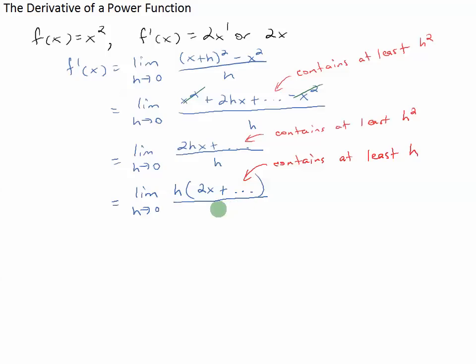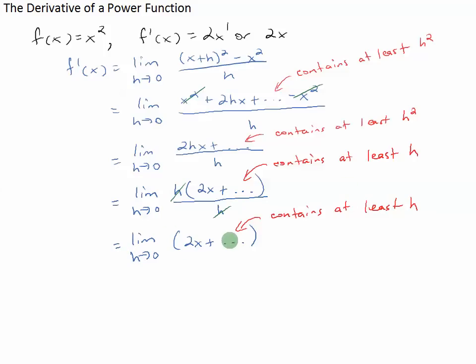Alright, maybe you're catching on. This is all over h. I cancel my h's, and I'm going to keep writing it here. I've got the limit as h goes to 0 of 2x plus dot dot dot. Now why is this so nice? Everything here, all the missing terms that I don't care about, contain at least h. That's precisely why I don't care about them.